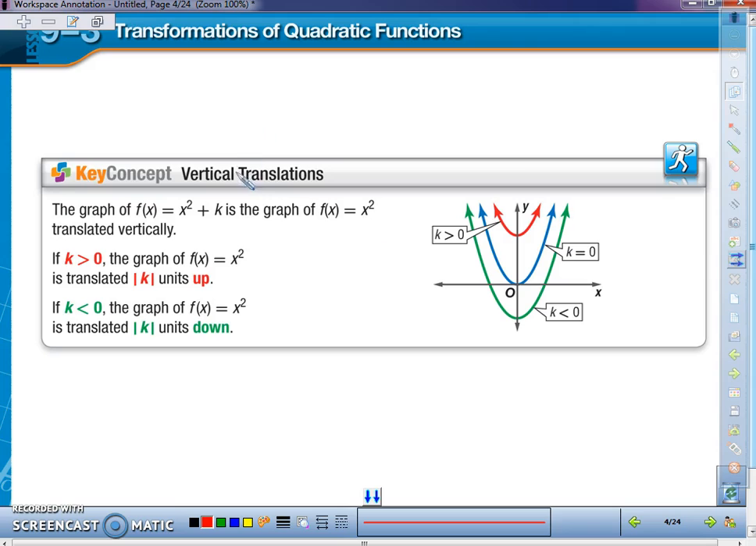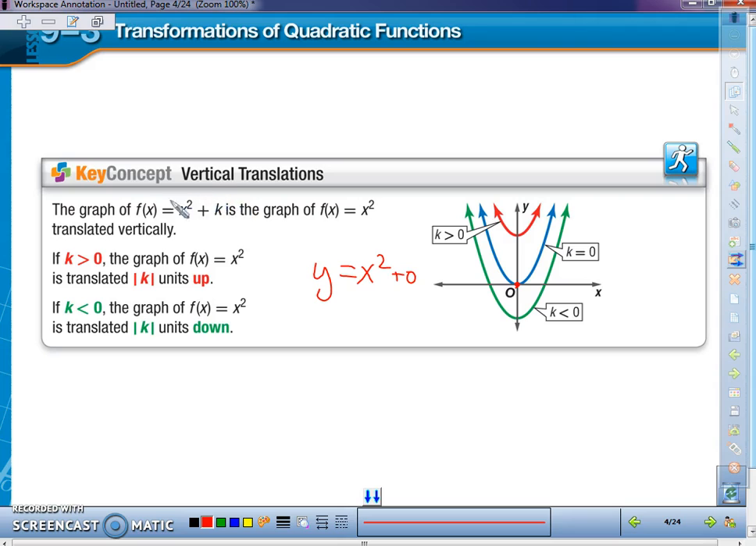Okay, vertical translations. Basically, guys, we have our parent function, y equals x squared. With vertical translations, we're going to add something to the end. If we added plus 0, that's going to be our y-intercept at (0, 0). But when we add something here, and let's go bigger than 0, k is greater than 0, it's going to move that y-intercept up. If k is less than 0, it's going to move it down.